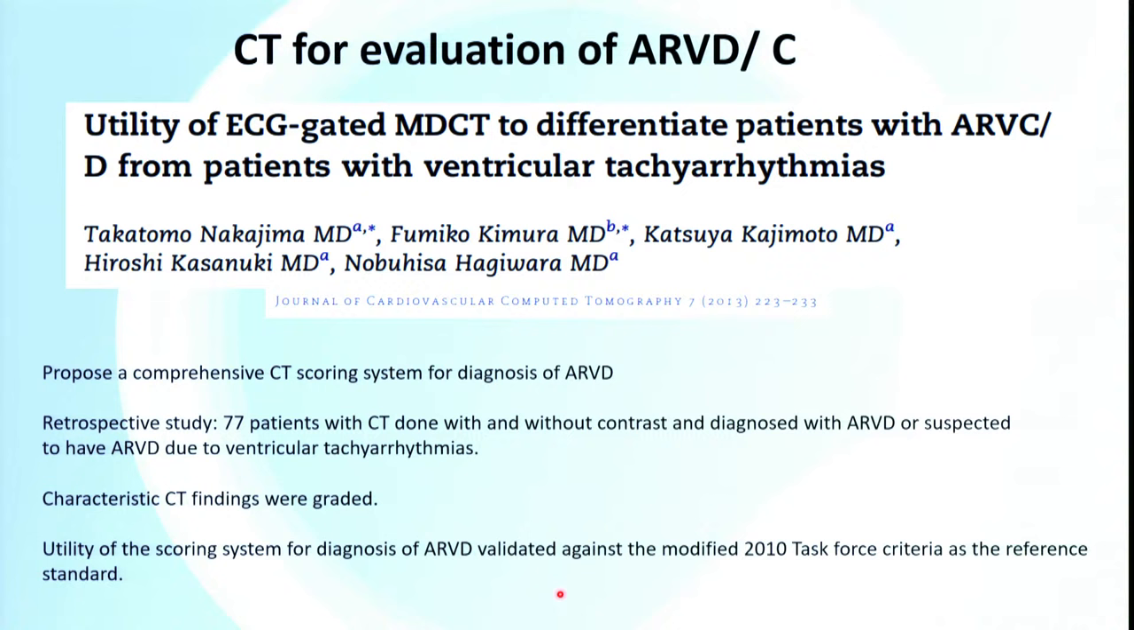They tried to compare their scoring system with the 2010 modified task force criteria for ARVD. This was a retrospective study where they looked at 77 patients over the last 4 years who had a CT done with and without contrast for diagnosed or suspected ARVD based on ventricular arrhythmias.